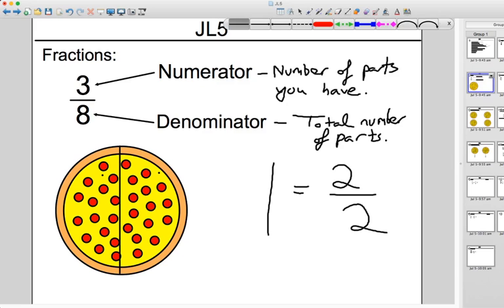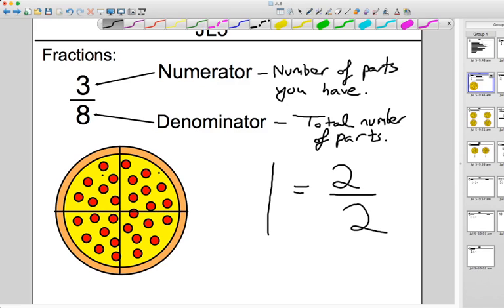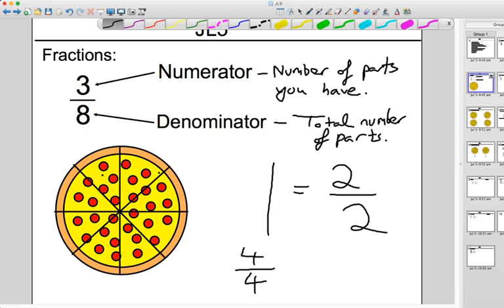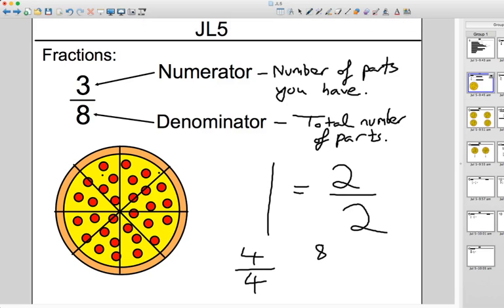If we cut it again, we'll get 4 out of 4 parts. If we cut it again, like this, and then like this, we will have 8 parts out of 8. But it's still one whole pizza, no matter how many times you slice it.